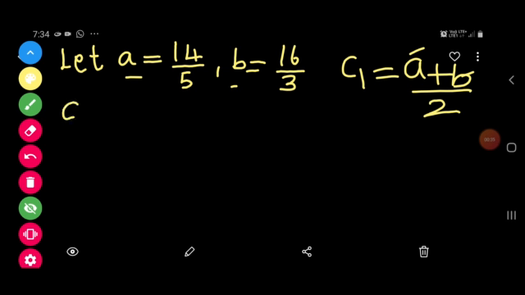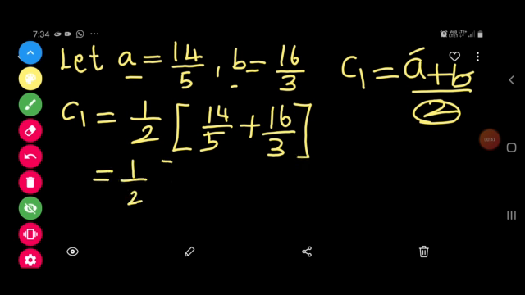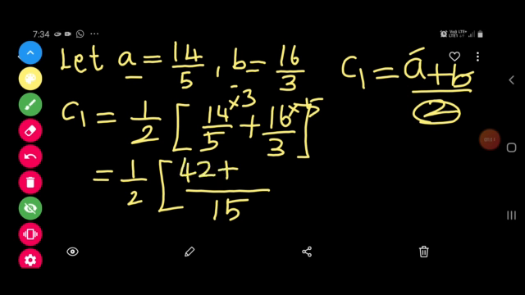So, C1 equals 1/2 times (A plus B), with A value 14/5 plus B value 16/3. Now, we have to add. Here the denominators are different, 5 and 3, so we have to take the LCM. Here both are prime numbers, so the LCM will be the product of these two numbers. 5 threes are 15. So, we multiply here by 3 and here by 5. Okay. So, 14 threes are 42 plus 16 fives are 80.